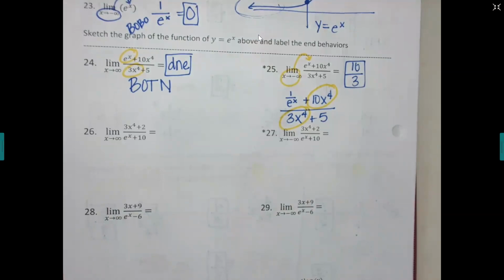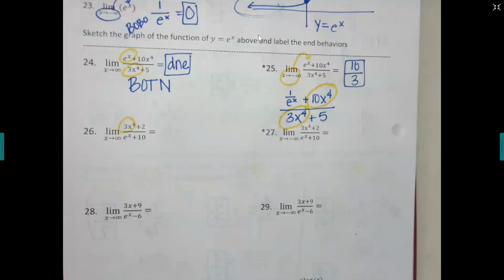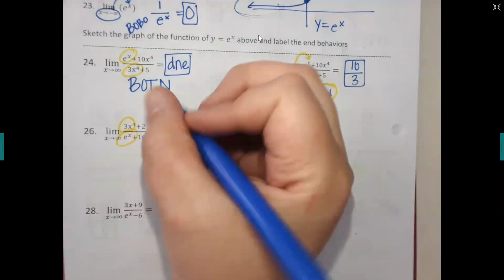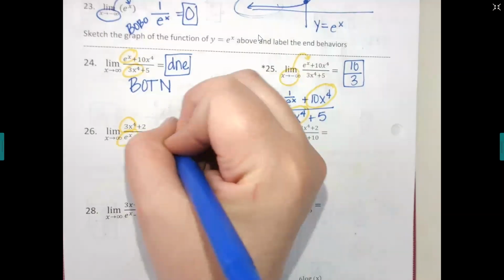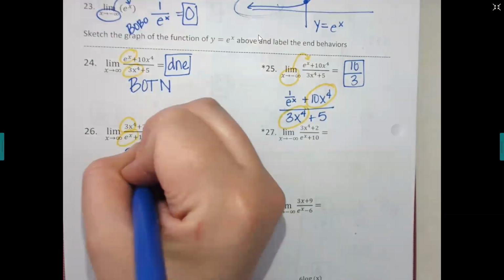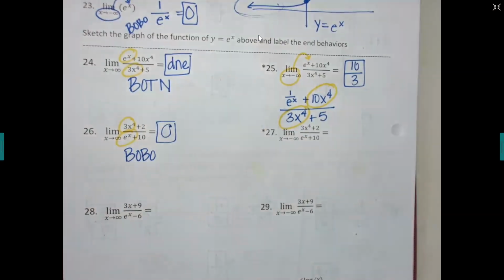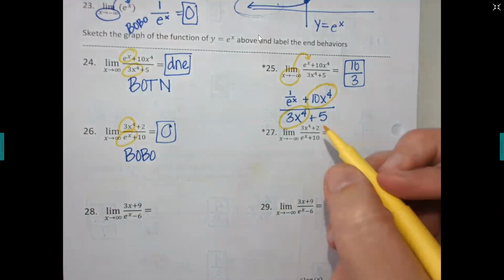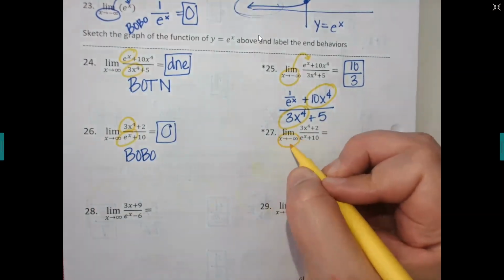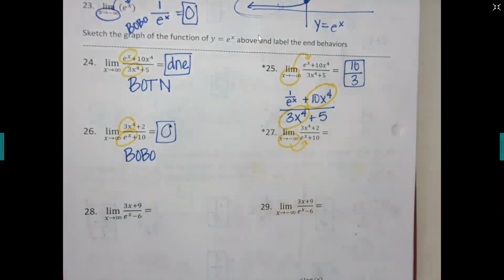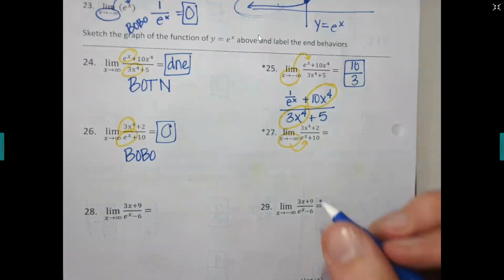What's your biggest thing on top? 3x to the 4. What's my biggest thing on bottom? E to the x. And if the bigger thing is e to the x on bottom, what does it go to? 0, and it is a bobo. Okay, now check the negative infinity side. As soon as my negative infinity hits my e to the x, what happens to that term?